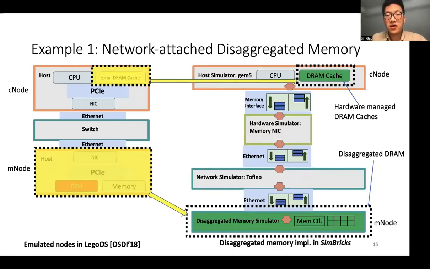In SimBricks, we instead simulate the hardware as designed. We add a hardware network controller simulator that forwards memory requests as Ethernet packets. And we connect this controller simulator to the host simulator through the SimBricks memory interface. On the other side of the controller simulator, we connect it to the network simulator through the Ethernet interface. We also implement a remote memory simulator that also connects to the network simulator.